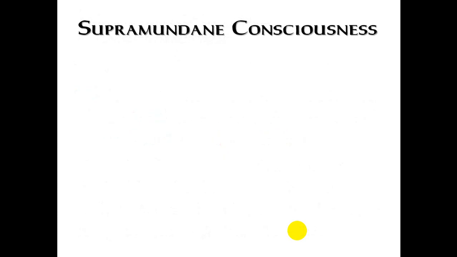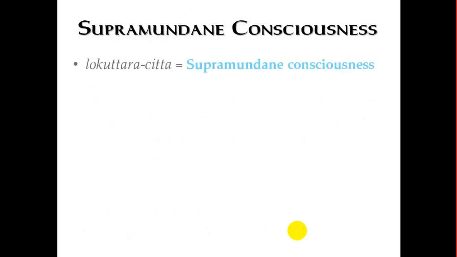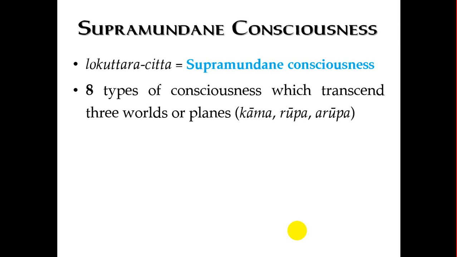The last one is supramundane consciousness, Lokottara-citta. Supramundane consciousness. So we have 8 types of consciousness. They transcend three worlds or 3 planes. As you know, we have Kama Loka, Rupa Loka, Arupa Loka. Kama realm, Rupa realm, Arupa realm. Actually, none of these consciousnesses have anything to do with those realms. They transcend. They go beyond.